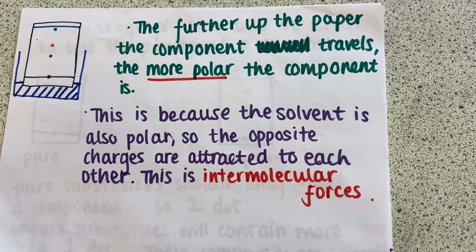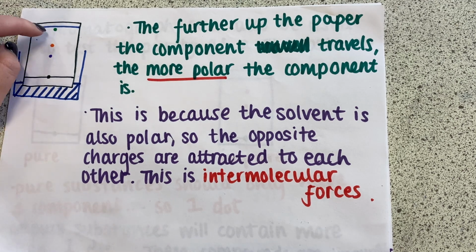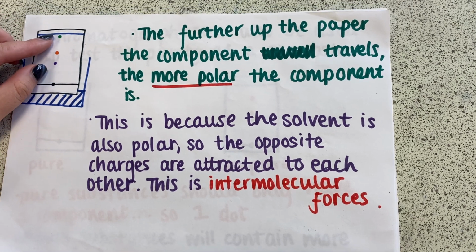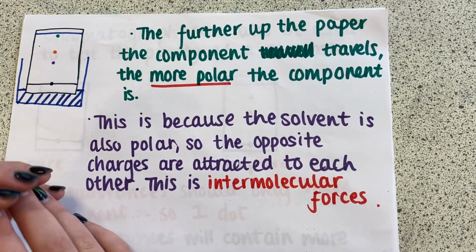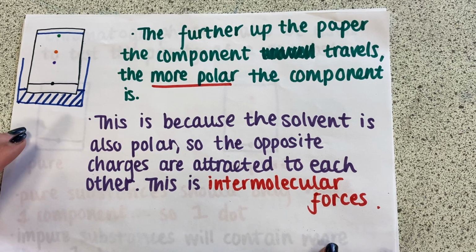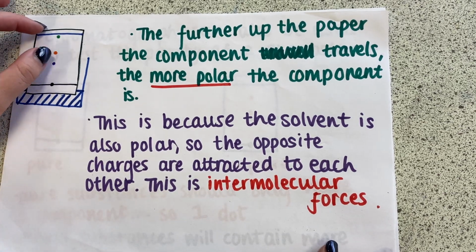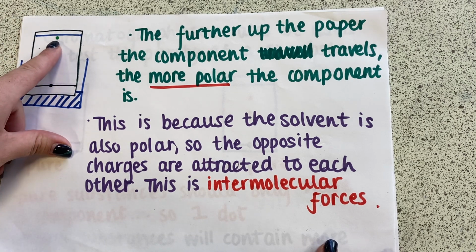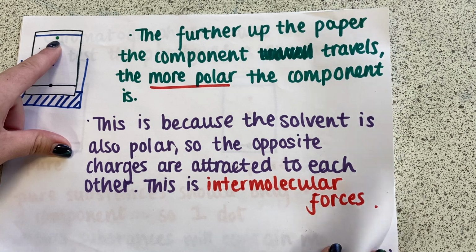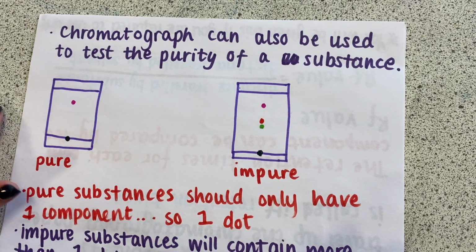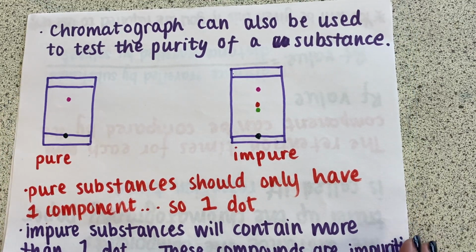The opposite attractions between the molecules of the solvent and the molecules of the component are attracted to each other through their intermolecular forces. Remember, the difference in electronegativity causes one side of a molecule to be partially negative and one side to be partially positive, so this is how we can get these attractions. All you need to know is the higher up the dot is, the more polar the component is. It could also be used to test the purity of a substance.